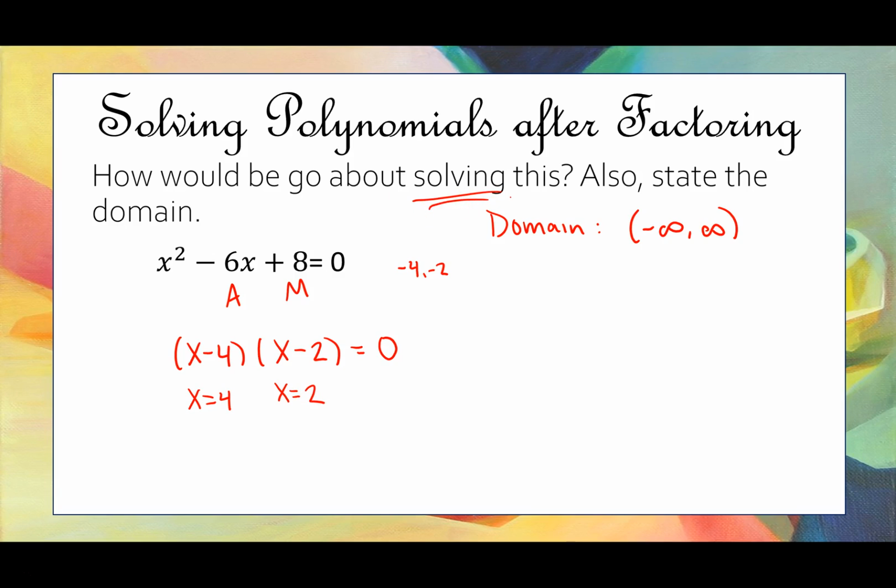You're solving it, okay? Why does 4 work? Well, when I plug in 4, I get 0 times a number would be 0. And same thing for 2. You plug in 2 here, you get 2 minus 2 is 0. So that's how you solve. You basically factor it and then set those terms in parentheses equal to 0.